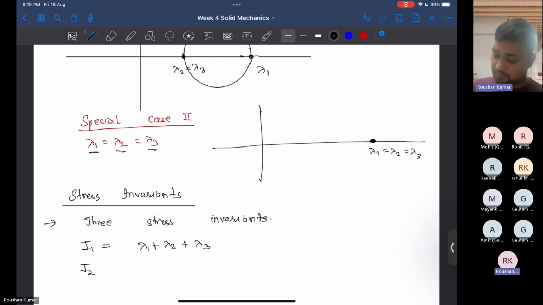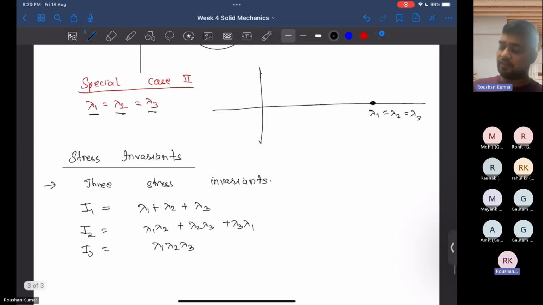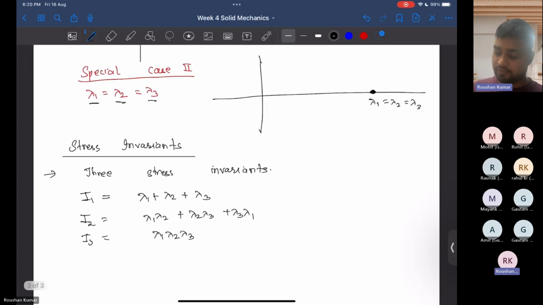The second invariant is lambda 1 lambda 2 plus lambda 2 lambda 3 plus lambda 3 lambda 1. That means the summation of the product of two principal stresses. And the third stress invariant is the product of all three principal stresses, that is lambda 1 lambda 2 lambda 3.